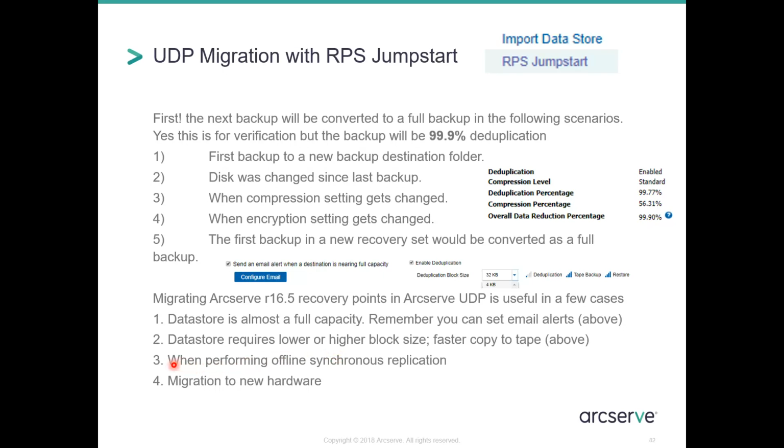Third, when we do offline synchronization with replication, if you're replicating the data between recovery point servers, that initial send full may take some time depending on your bandwidth. For environments with low bandwidth, you can seed the data offline using Jumpstart to your offline disk. You can then ship that disk via courier. That's a much faster process in certain environments.